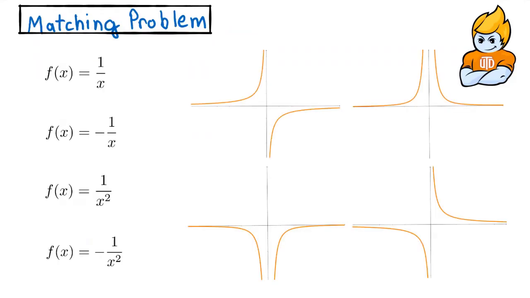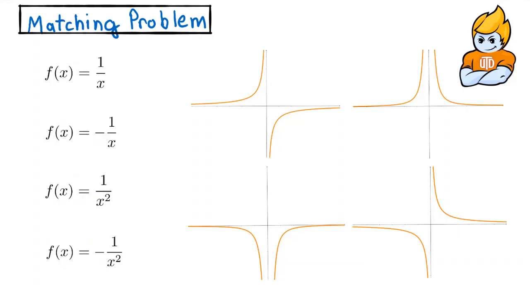Here's a matching problem. Take a pause and see if you can match the function with its graph. How well developed is your intuition about asymptotic behavior? Would you be able to explain your choices to a friend or classmate? Let's look at the solution.